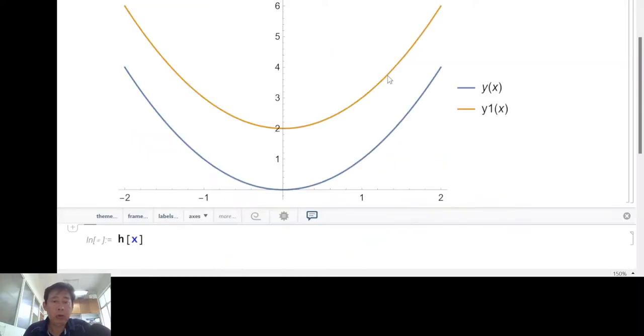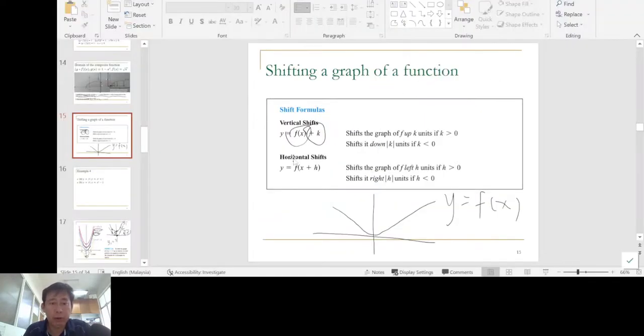Okay, so it is actually quite straightforward to realize how you can shift a function vertically up or vertically down.